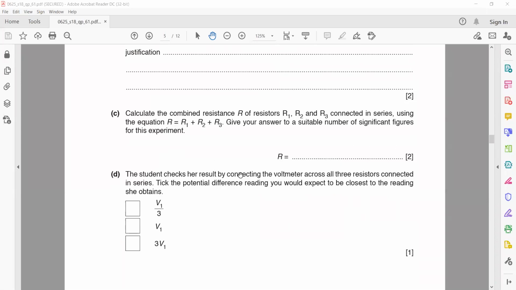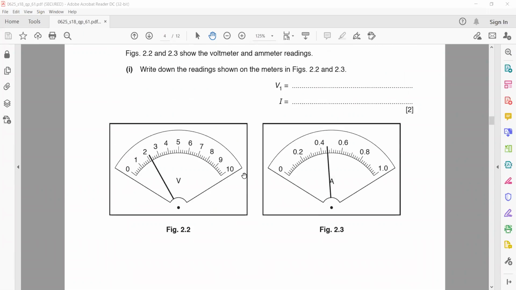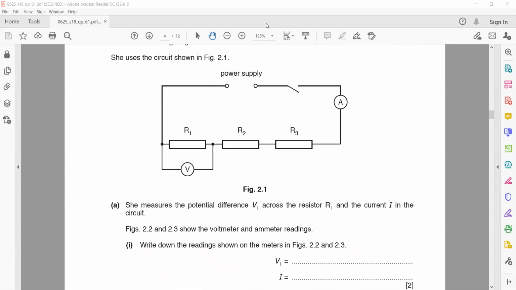Then the student checks her result by connecting a voltmeter across all three resistors connected in series. Which potential reading would you expect to be closest to the reading she obtained? Like the student, she connects a voltmeter across this series combination. The voltage across R1 was V1. So the question is, what will be the reading on the voltmeter?